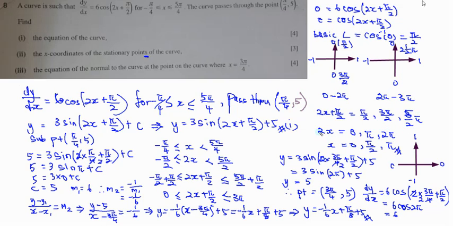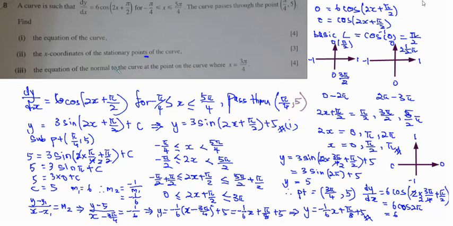Okay, now, then bring the 2 from the x. So you divide, you get 0, pi over 2, and pi. Okay, so this is the second answer. This is the x coordinate of the turning point.